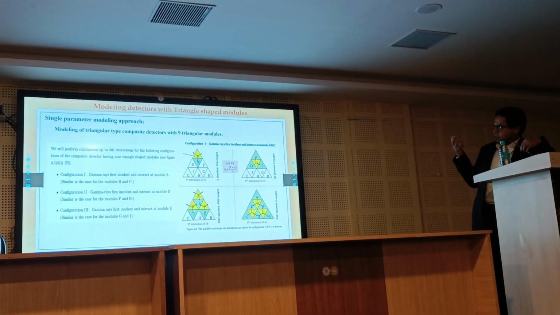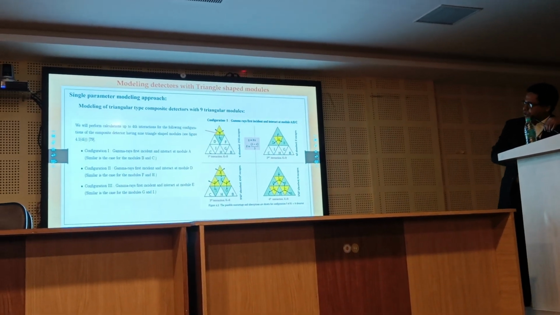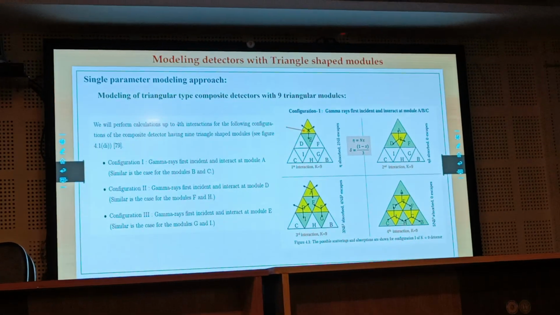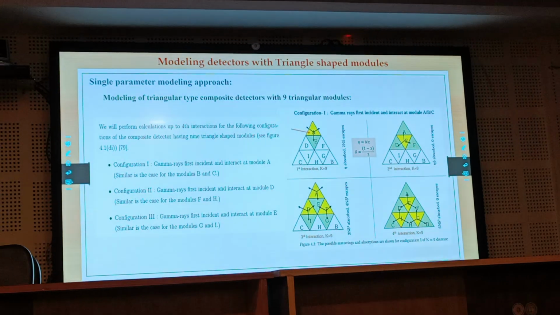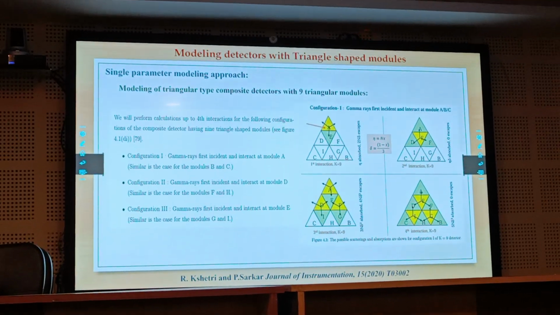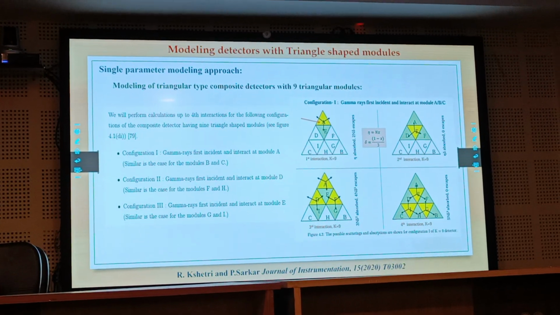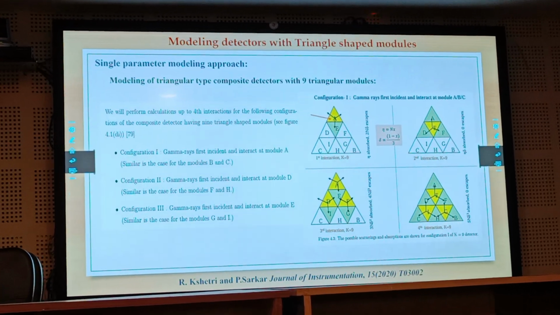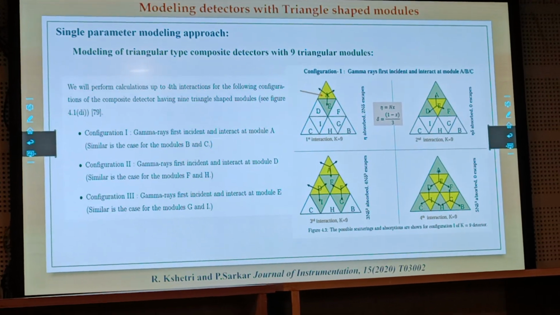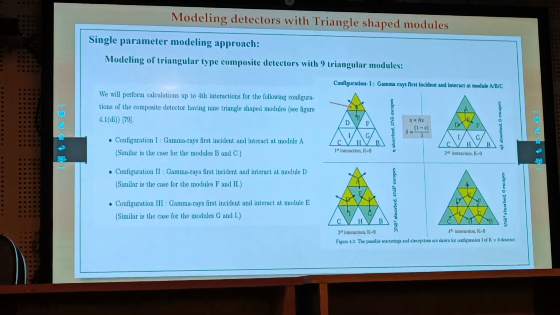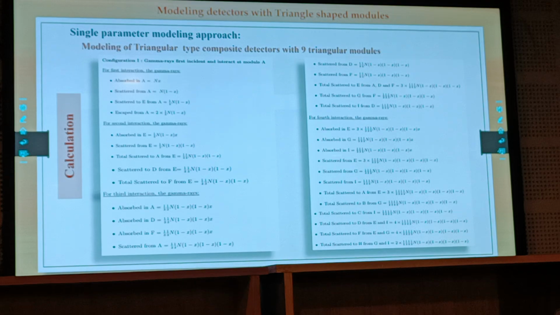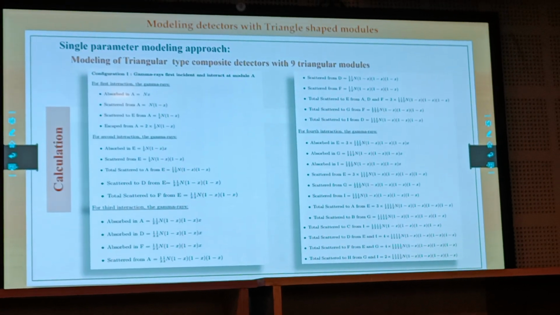Now in a triangular type composite detector with 9 triangular modules, here also we considered the same case. First the gamma ray interacts with module A, and after the first interaction we get the second case, second interaction, and this is the third interaction, and that is the fourth interaction in pictorial form. And these are the actual calculations in the first interaction.